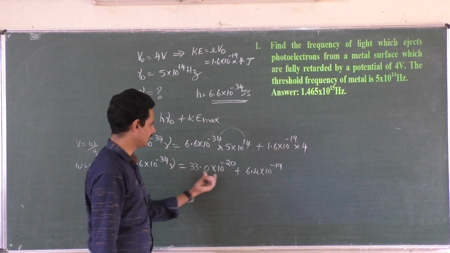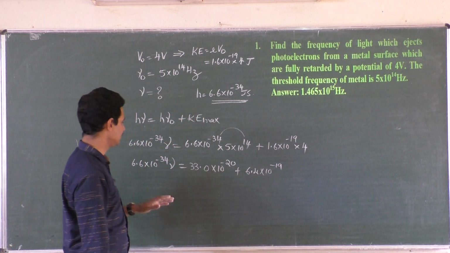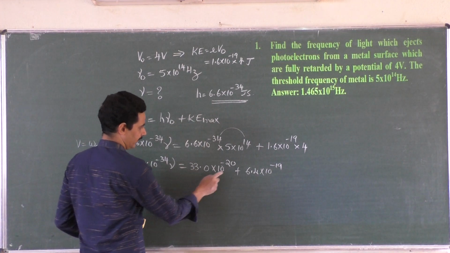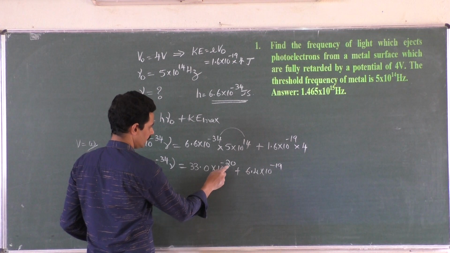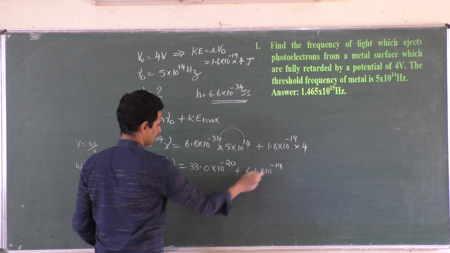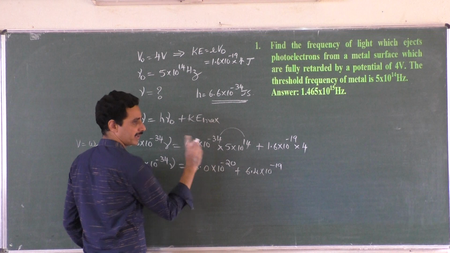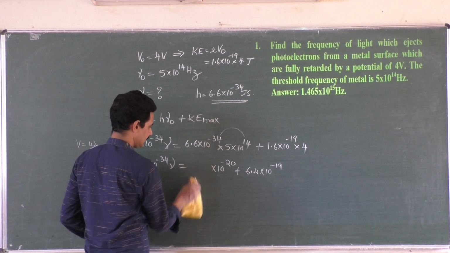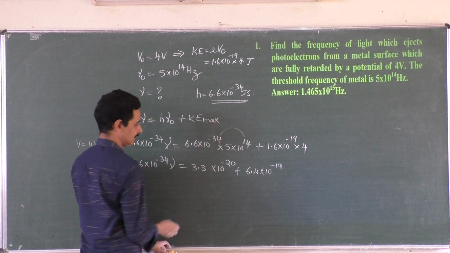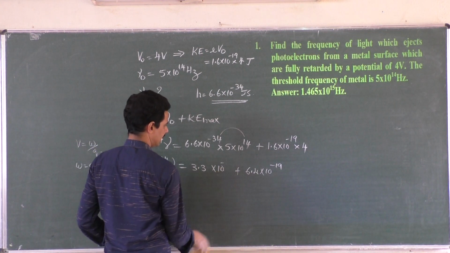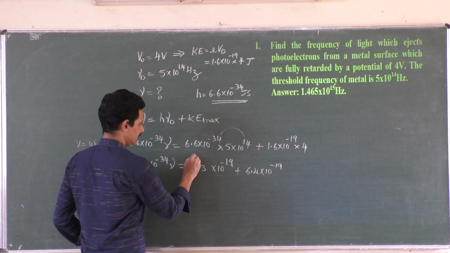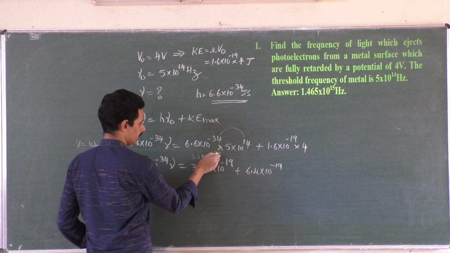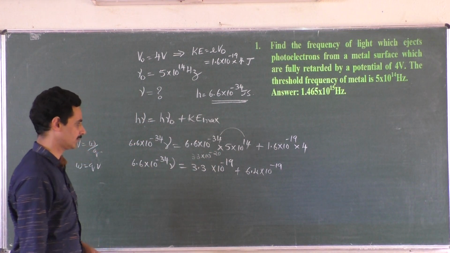And if I want to add these two, both should have the same power of 10. So, shall I change it here only? This is 33. I want to make this 10 to the power minus 19 as it is here. What I can do? One 10 to the power minus 1, I can donate it to 33. So it becomes 3.3 instead of 33, 10 to the power minus 19. Is it okay? 33 into 10 to the power minus 20, one 10 to the power minus 1 to this, 3.3 into 10 to the power minus 19.